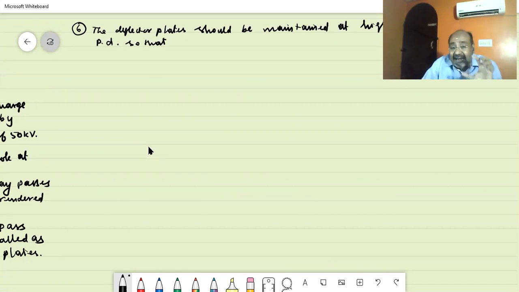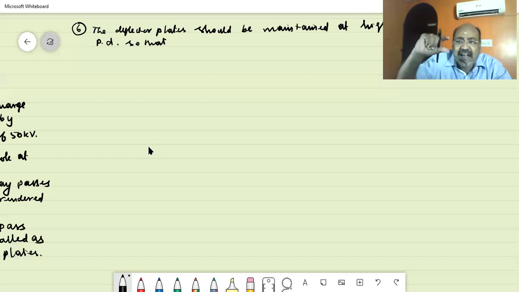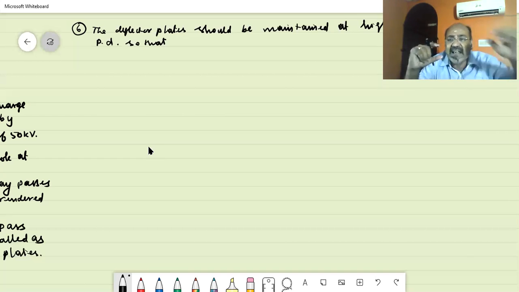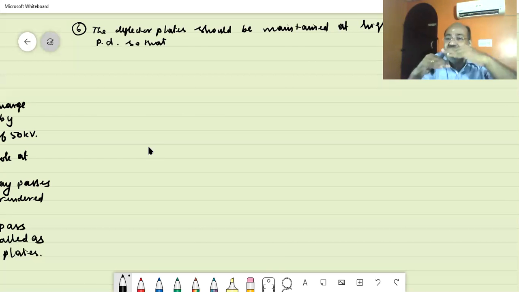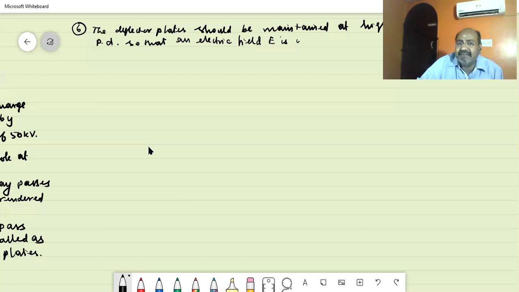so that an electrical field is available in between the two plates, because electrical field E is equal to V by d, potential difference divided by distance. The two plates are separated by a small distance. When you are applying a large potential difference, then in between the two plates a large electrical field will be developed. So the deflector plates should be maintained at high potential difference so that an electrical field E is acting in between the two plates.